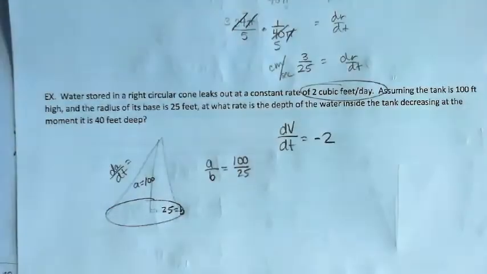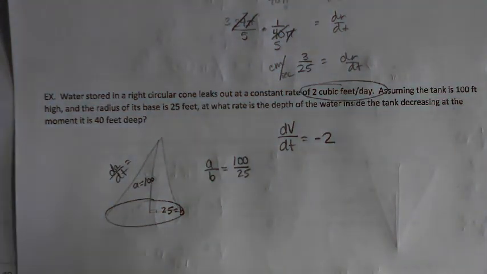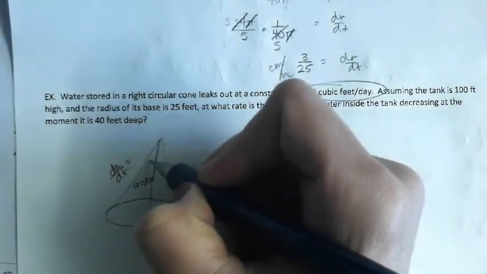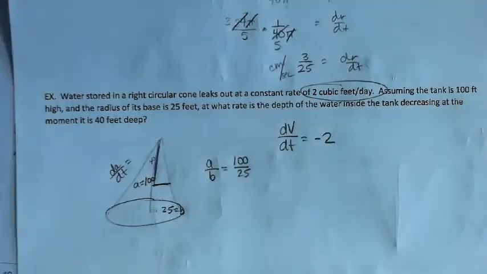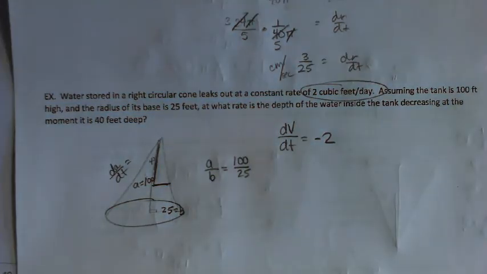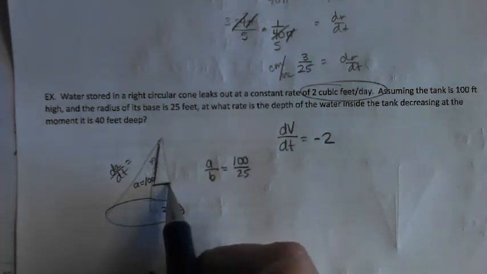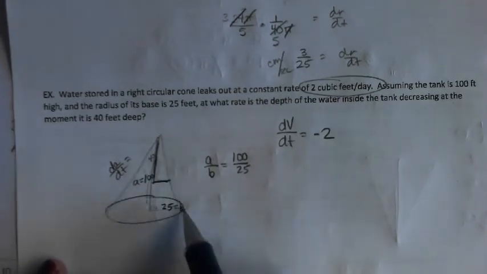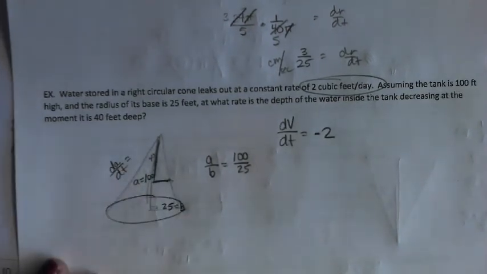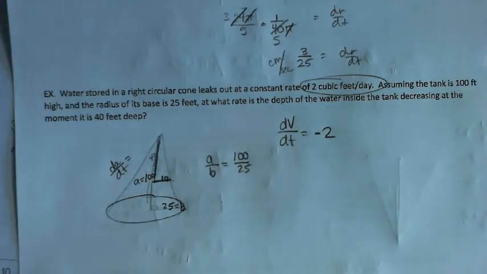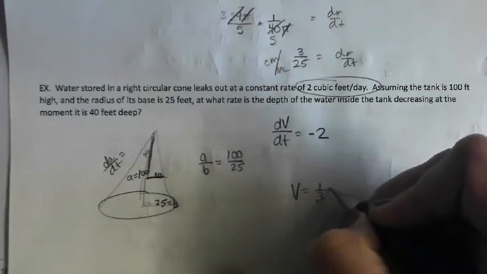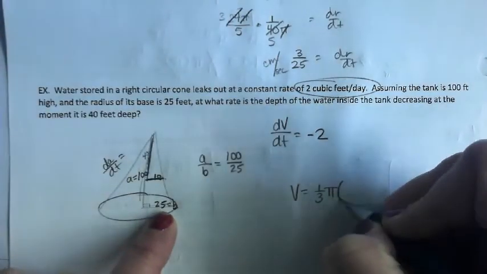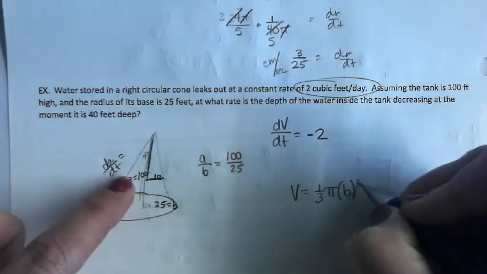I probably should have drawn this upside down. At the moment, the water is actually 40 feet deep. So when it's actually 40, what is this at that moment? Just out of curiosity, 100 is to 25 as 40 is to 10. It's a fourth of it. Good. So our volume is 1/3 pi, r is B, squared, h is A.